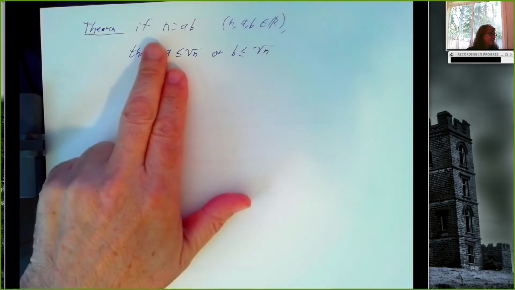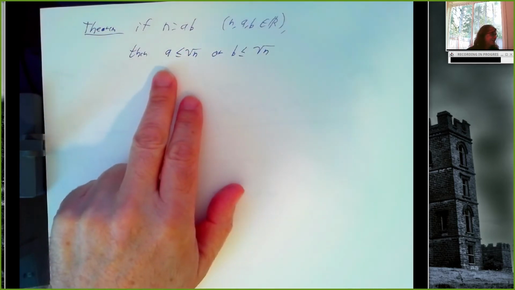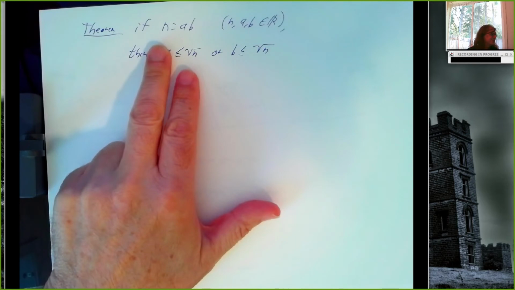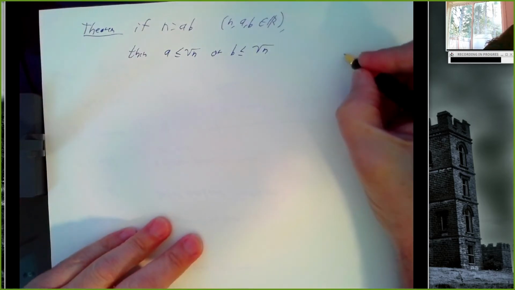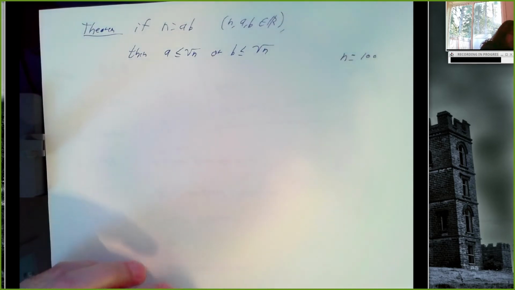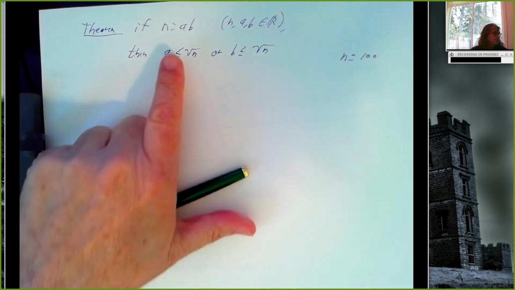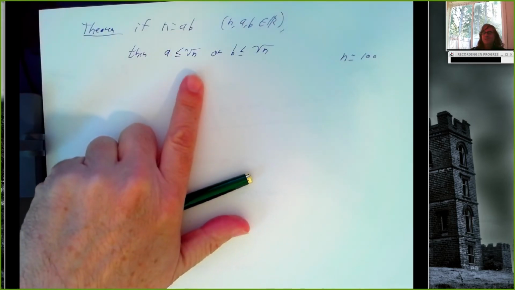So if some number n is the product of two numbers a and b, the claim is that a has to be less than or equal to the square root of n, or b has to be less than or equal to the square root of n. And so think about this. Suppose that n is equal to 100. And we write 100 as a product of two things. This claim is that one of those things must be less than or equal to 10.